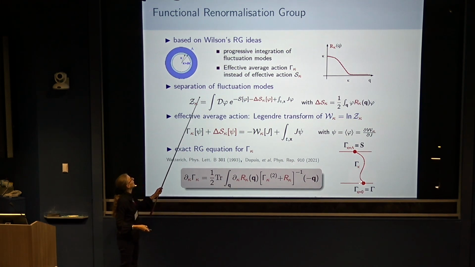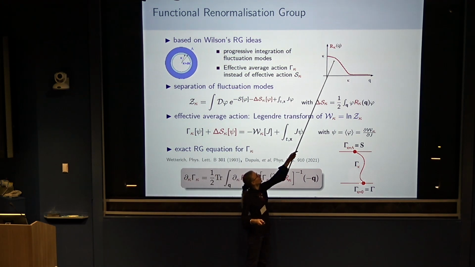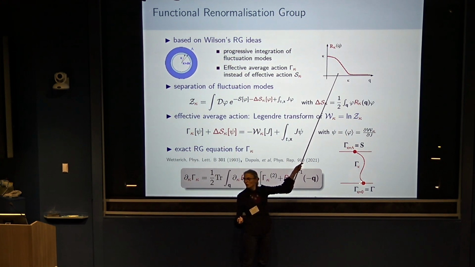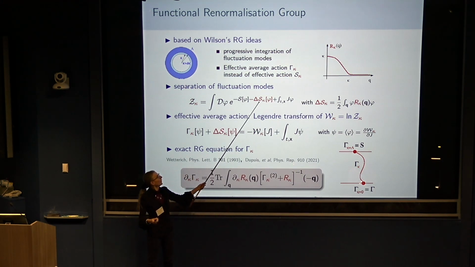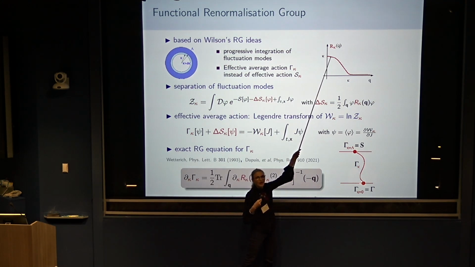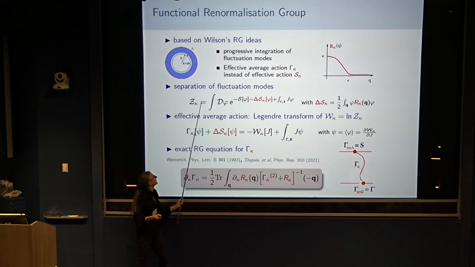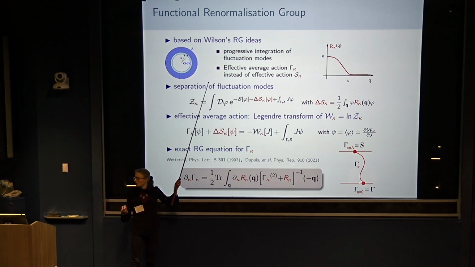Okay, and to do this progressive average, what you do is you introduce this kind of function, which is a very smooth function, which is called a regulator. And what it does is that it gives a scale-dependent weight in your functional integral. And you see that at small k, you just give a large mass to this mode, and you will just suppress their contribution from the functional integral so that you don't integrate over the small momentum modes that you don't want, okay?